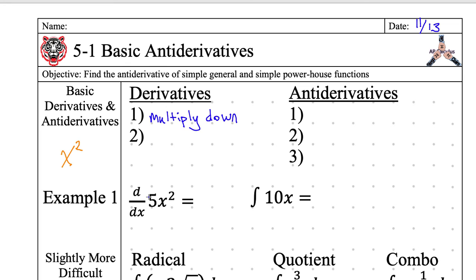What was the second step after you bring that 2 down in front, meow? The exponent goes down to power, meow. Exactly. So I'm going to just say subtract 1, meow, and we'll know what that means, right? Subtract 1, meow.